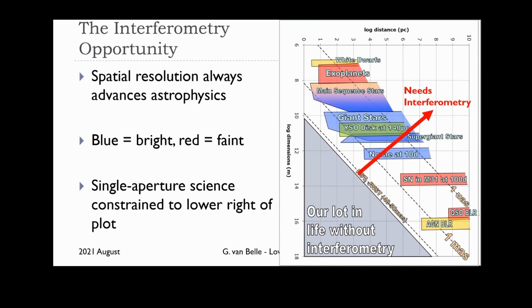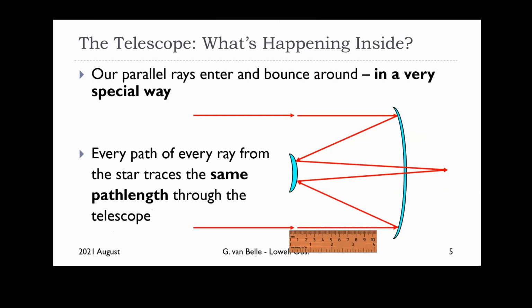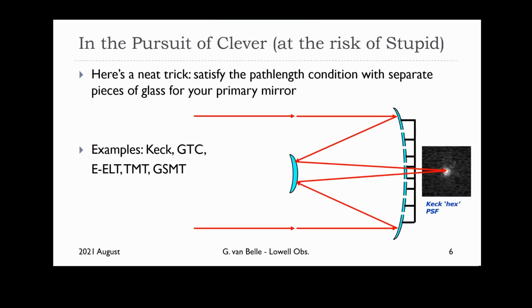So next slide. If we think about what's happening inside of a telescope, what is happening is path length control. You have rays that enter a telescope and bounce around and get to the back end, and they're all bouncing around in an optical telescope through path lengths that are equal across the whole face of the aperture down to about 10 or 20 nanometers. Next slide. Smart people have realized that you can actually still satisfy this condition with a telescope that you have chopped into pieces. A good example of this is Keck with 36 1.8 meter hexagonal segments. And you still have the path length condition being satisfied.